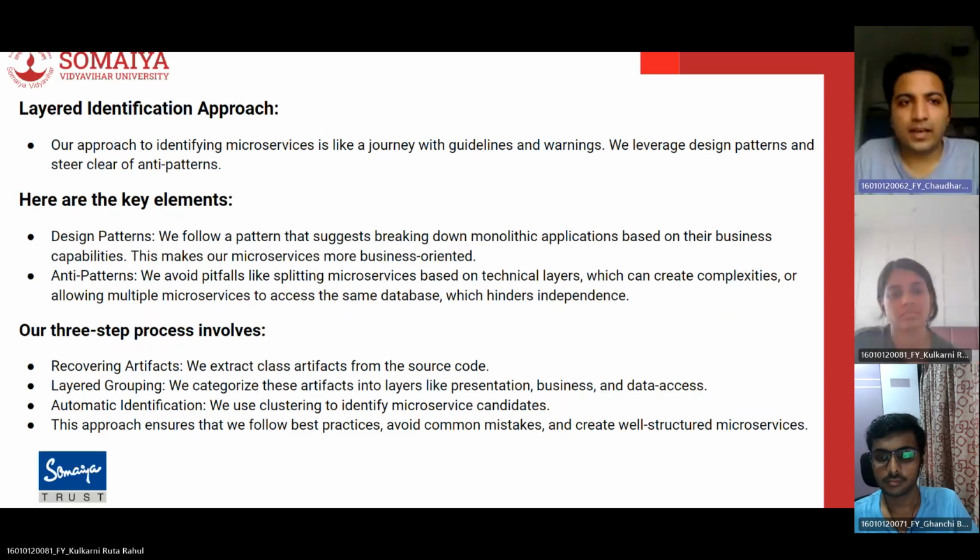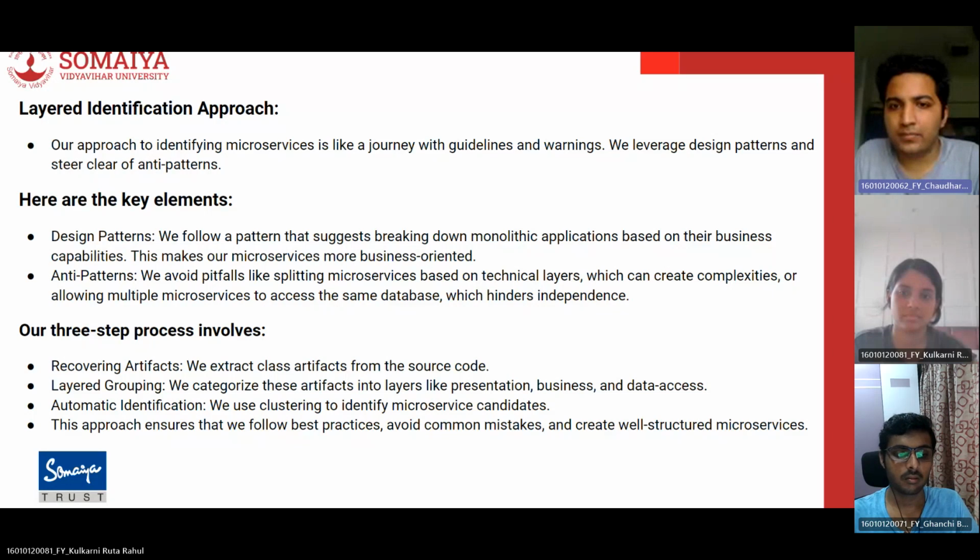So let us understand the layered identification approach. Our approach to identifying microservices is like a journey with guidelines and warnings. We leverage design patterns and steer clear of anti-patterns. The key elements are, first, design patterns: we have followed a pattern that suggests breaking down monolithic applications based on their business capabilities. This makes our microservices more business oriented. Second, anti-patterns: we avoided pitfalls like splitting microservices based on technical layers, which can create complexities, or allowing multiple microservices to access the same database, which hinders independence.